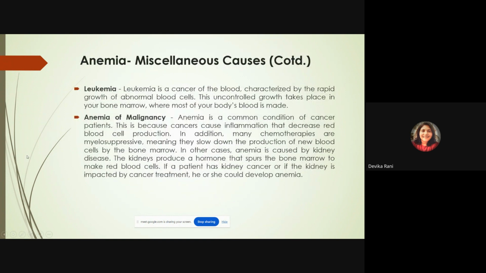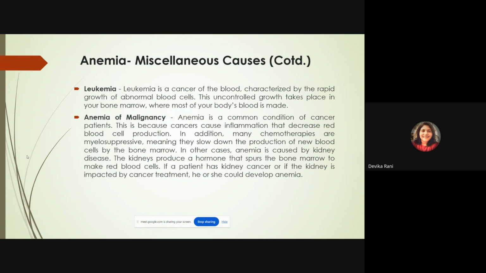Then is leukemia, which is also blood cancer. So leukemia is a cancer of the blood characterized by the rapid growth of abnormal blood cells. And so the blood cells are abnormal. This uncontrolled growth takes place in your bone marrow, where most of your body's blood is made. So if abnormal blood cells are being made in there itself, your body becomes anemic. It's not getting the required nutrients and oxygen.